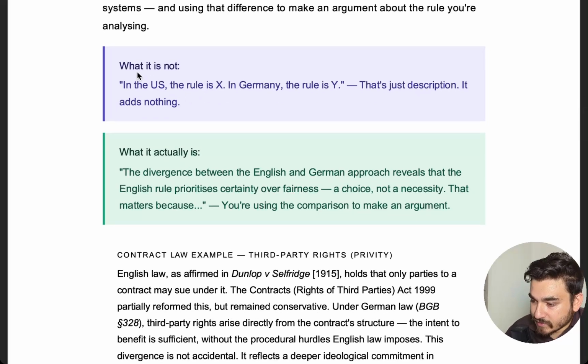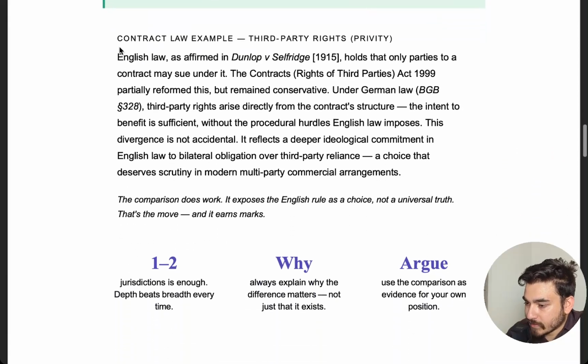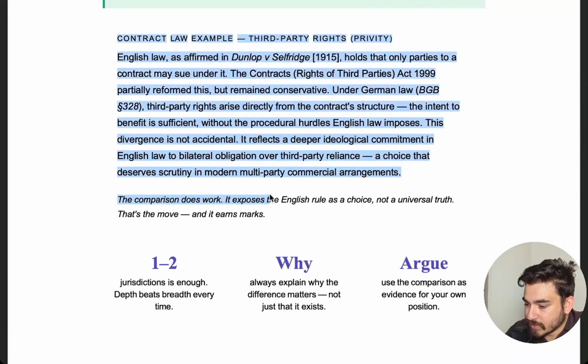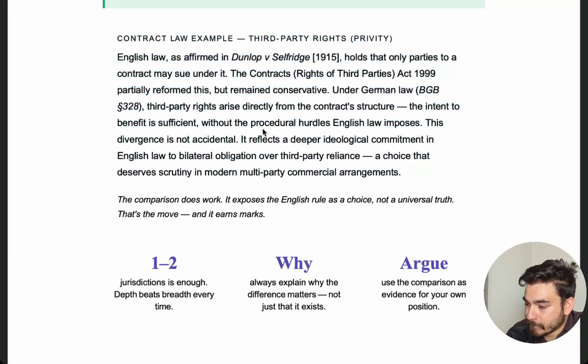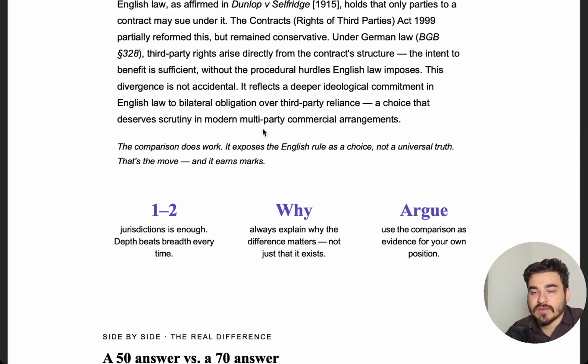You can look at the examples on your screens. I have again stated an example from the chapter on third parties' rights in contract law. You can have a look at this. If you want this distinction framework, you can comment distinction framework down below, and I will send this to you through your email.